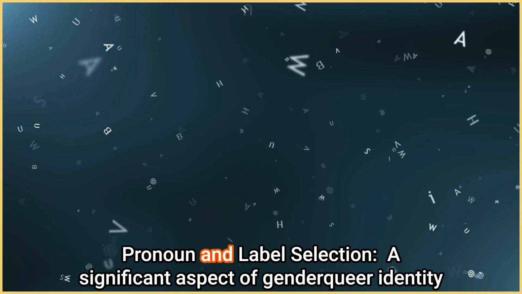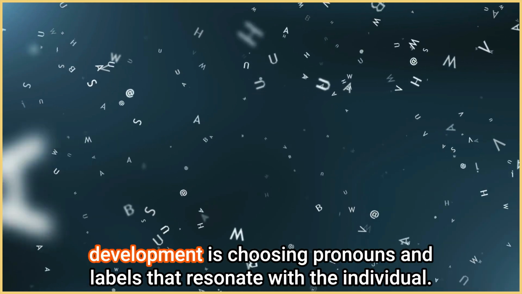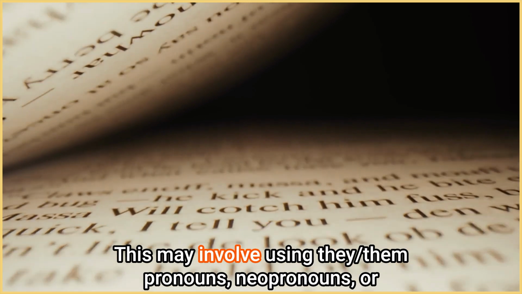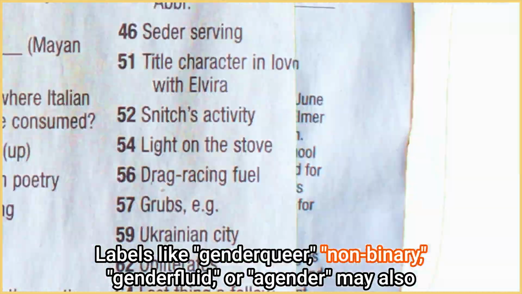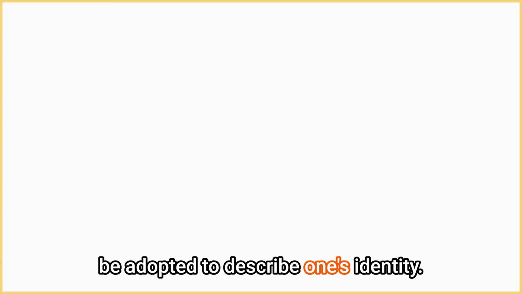3. Pronoun and label selection. A significant aspect of genderqueer identity development is choosing pronouns and labels that resonate with the individual. This may involve using they, them pronouns, neopronouns, or other gender-neutral pronouns. Labels like genderqueer, non-binary, gender fluid, or agender may also be adopted to describe one's identity.